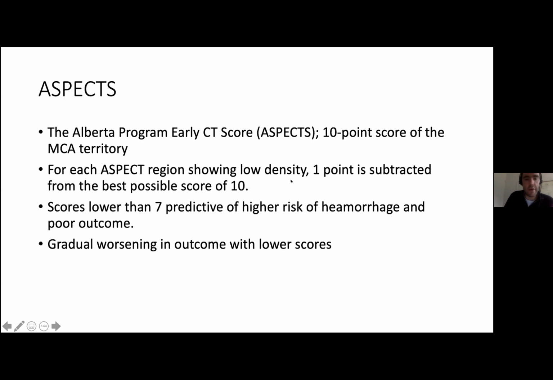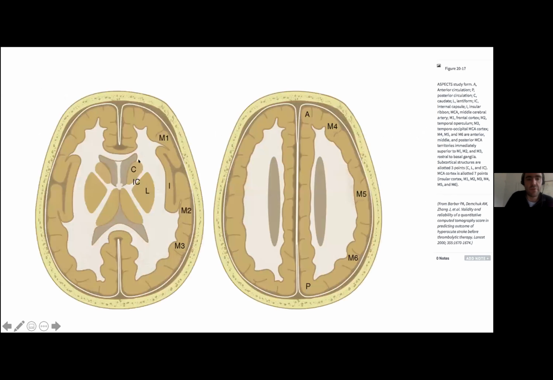Each area is attributed a point. So this is the caudate, internal capsule, lentiform, insular, then middle cerebral territory: anterior to insular, lateral to insular, posterior to insular, and all that's at the level of the basal ganglia. Then you go a level higher, at the level of the centrum semiovale, and you get M4, M5, M6.